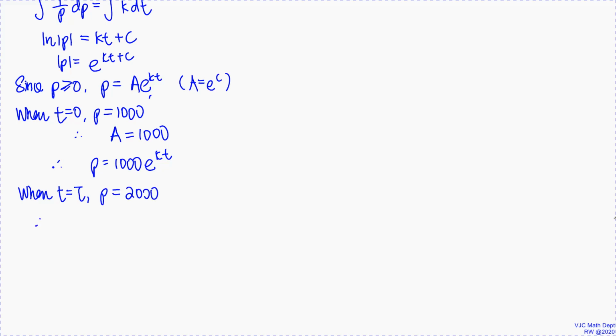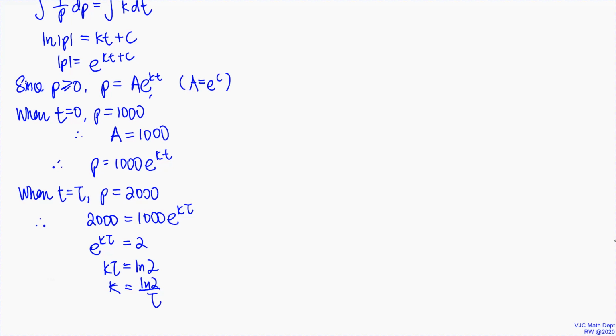So therefore, you substitute back there, you will get 2,000 equals 1,000 e^(kt). I divide both sides by 1,000. Okay, e^(kT) equals 2. I take ln. kT equals ln 2. Therefore, k equals ln 2 over T.